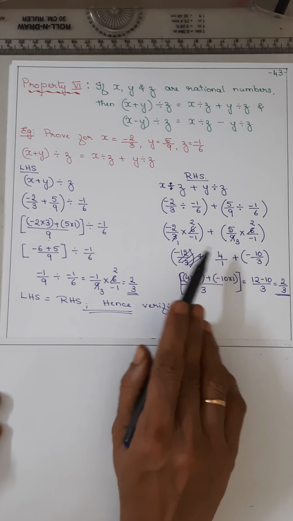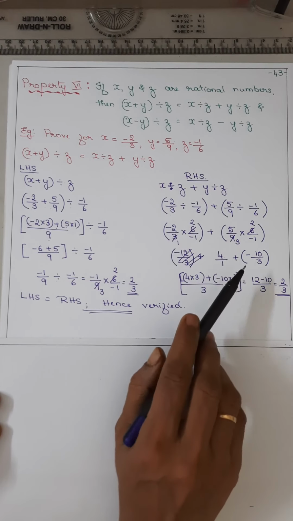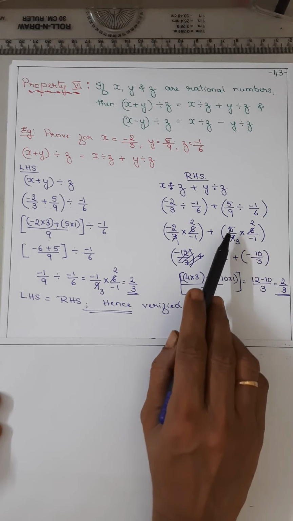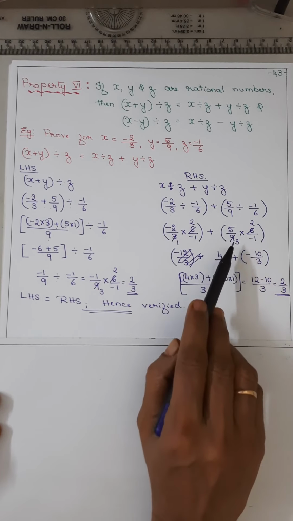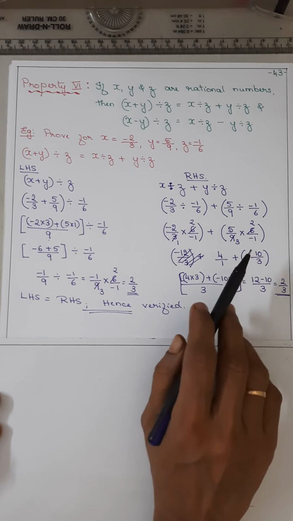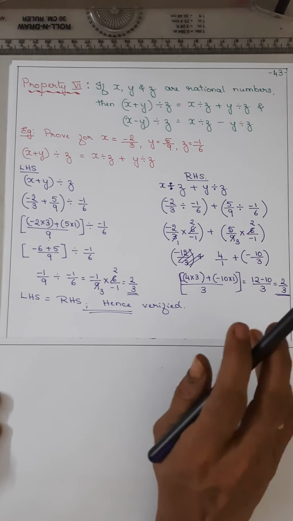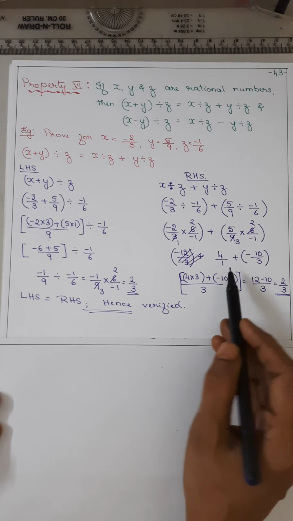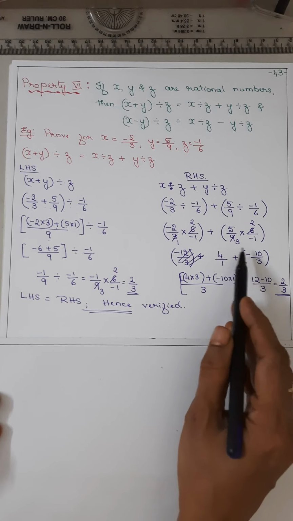2 2s are 4, 1 1s are 1. Plus. This is plus, this is minus, so it became 5 2s are 10, 3 1s are 3. Directly put minus 10, otherwise it is 10 upon minus 3, and again you have to change. Now 1 and 3, because it is addition.